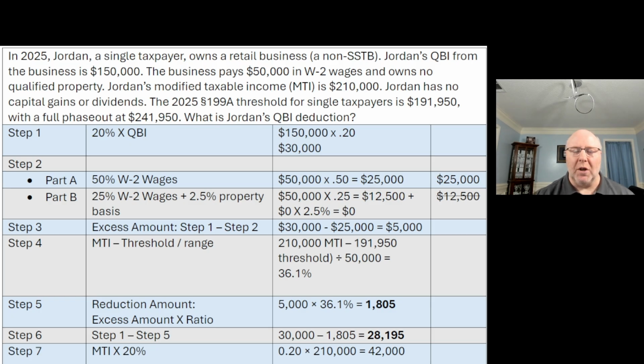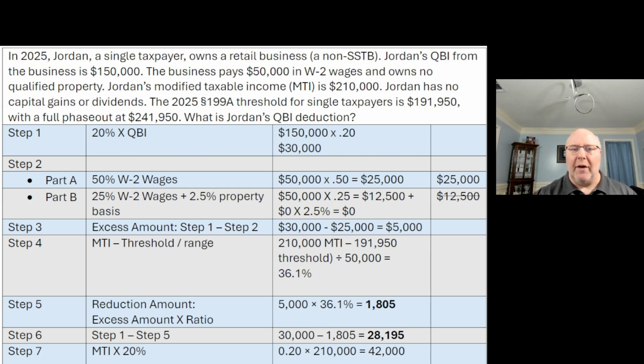All right. As we think back through it, what's the first thing we always start out with? 20% of QBI. Good. This gives us our QBI. It tells us that the QBI from the business is $150,000. So we take $150,000 times 20% and we get $30,000. So I have that for step 1. You can see that in there, $30,000.